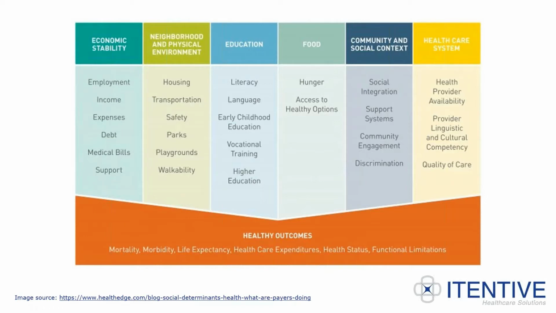And then community and social context. So this is going to be things like community engagement, your social integration, your friends circle, your support system around you, as well as discrimination. And then healthcare system. So this is going to be access to a healthcare provider and their availability, but also the quality of that care, as well as the provider linguistic and cultural competency in that area. If they have an interpreter on hand, if you're able to understand what's happening with your healthcare literacy, things like that are under there as well.